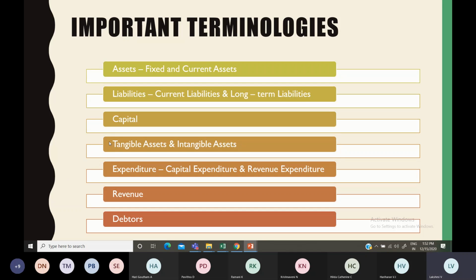So assets can be classified into tangible and intangible assets. Tangible assets you can see, you can touch, and intangible assets you cannot touch, you cannot see, you can only realize. Examples of tangible assets are the furniture in your business, machinery installed in your factory, land and building. Intangible assets means goodwill, copyright, patent right, trademark. All those will come under intangible assets. And moving on to the next part, the expenditure.